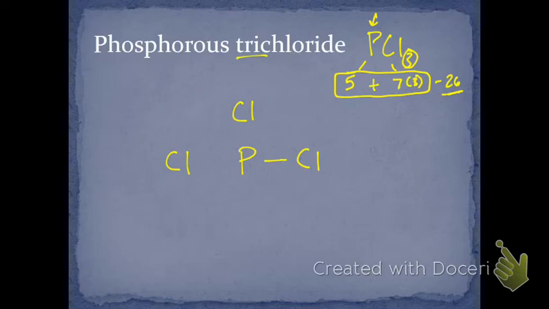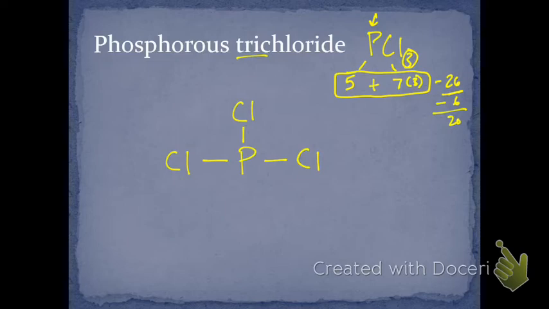Now, each bond that we put in there is worth how many valence electrons? Remember, each bond is a shared pair, 2 electrons. We have 3 bonds, each with 2 electrons, so we used up 6. So I used up 6 electrons, and now I'm down to 20.